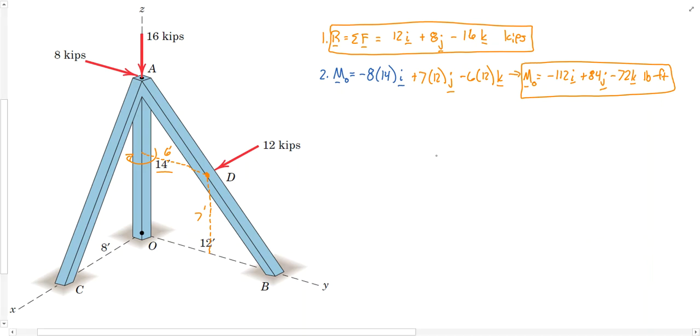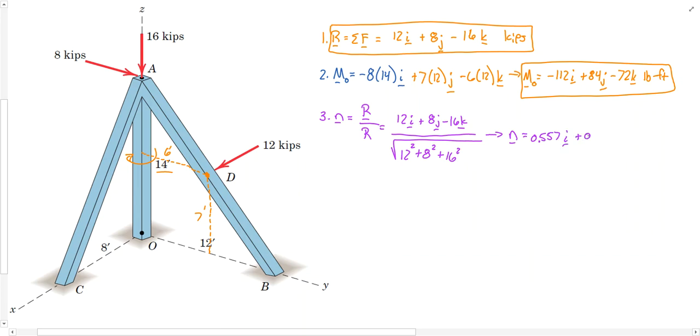All right, step number 3 is to write the unit vector in the direction of R. And so that would be 12i plus 8j minus 16k, and then each of those terms divided by the magnitude of R. And if you did that, then the unit vector would become 0.557i plus 0.371j, and then minus 0.743k.